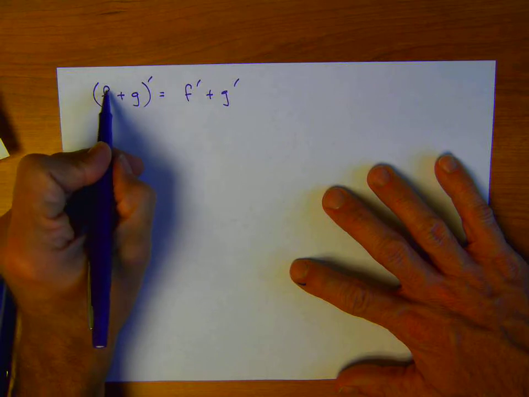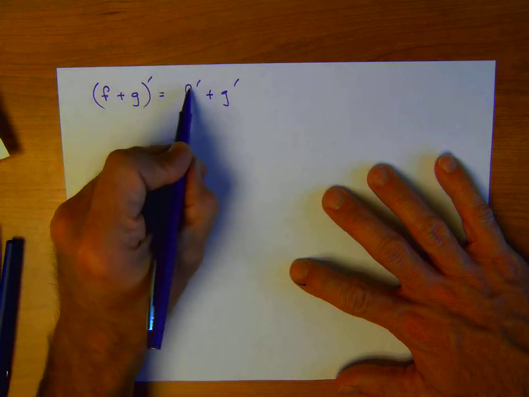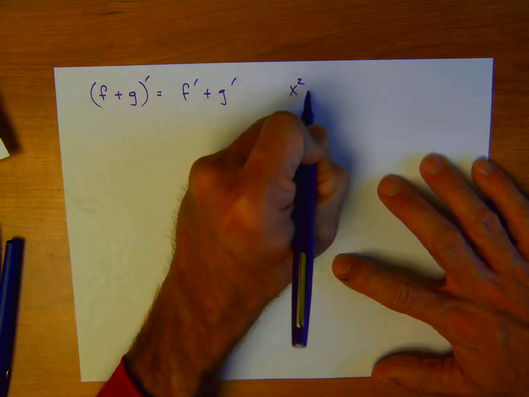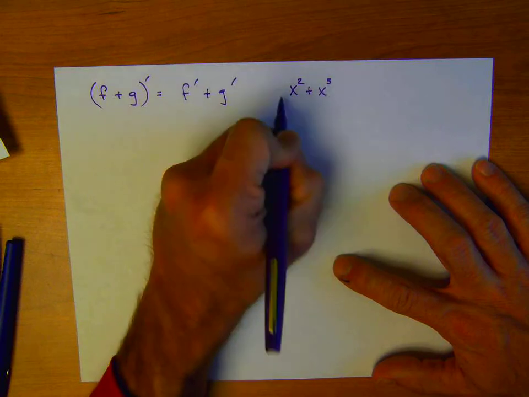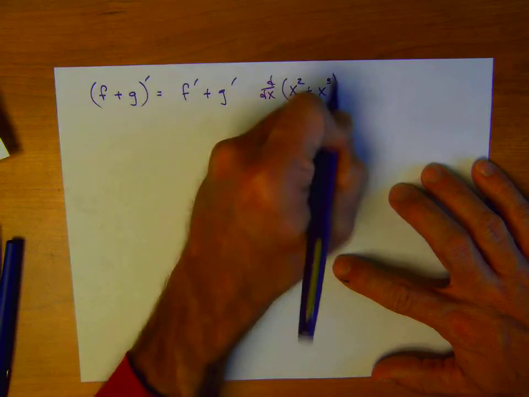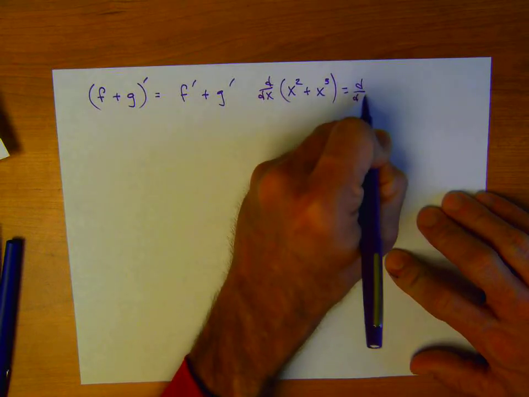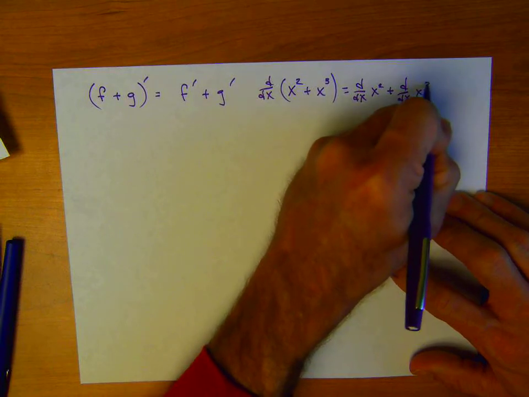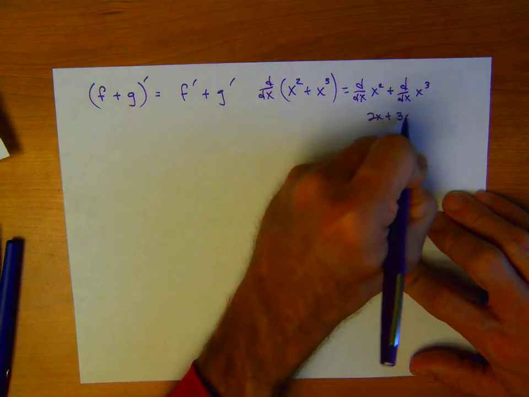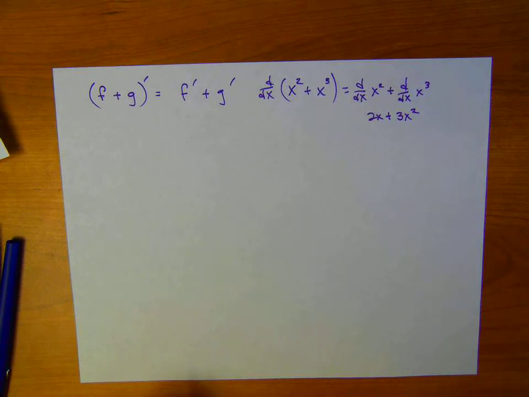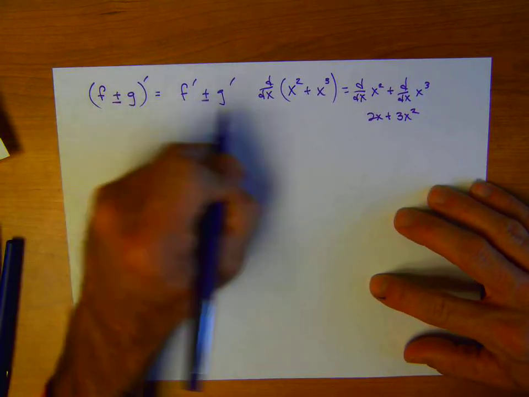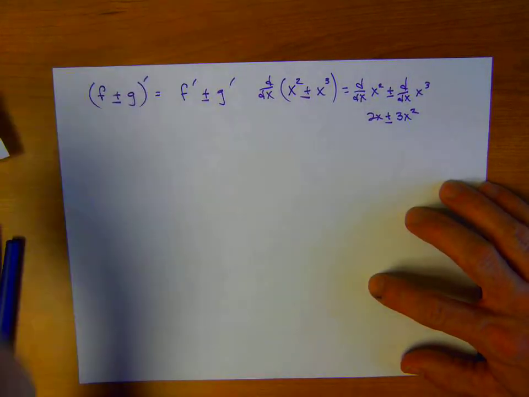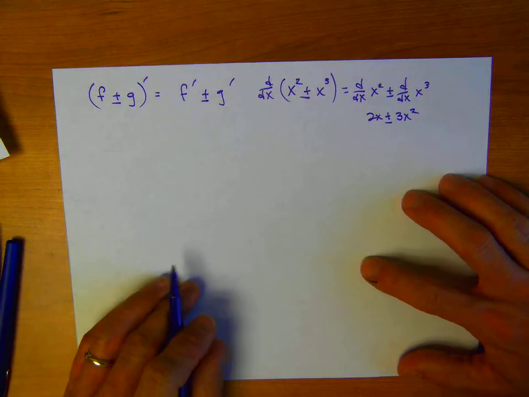So if I have two functions that are added, then let's give you a quick example. What if I had x squared plus x cubed, and I wanted to take the derivative of that? Well, that's just going to be the derivative of x squared plus the derivative of x cubed. That's just 2x plus 3x squared. All right, so there's an example. It also works for subtraction. If they were subtracted instead of added, same deal. All right, how about another one?